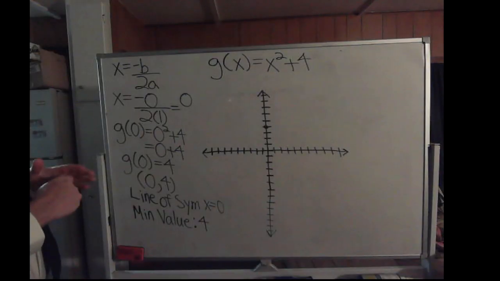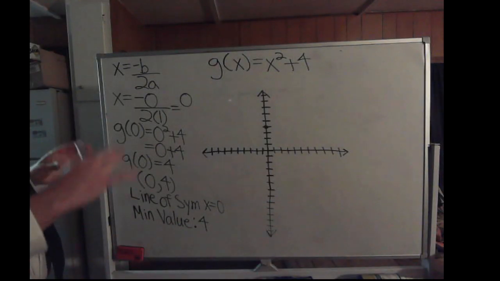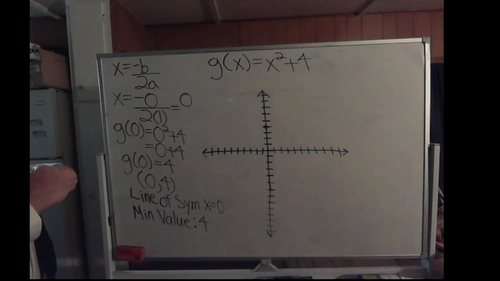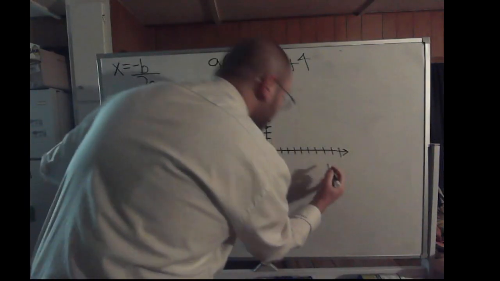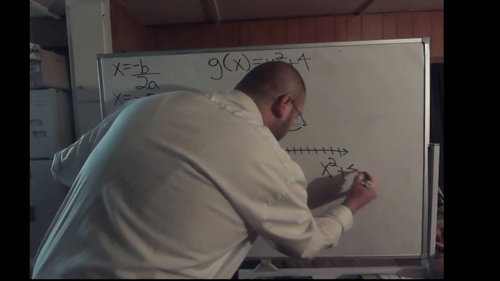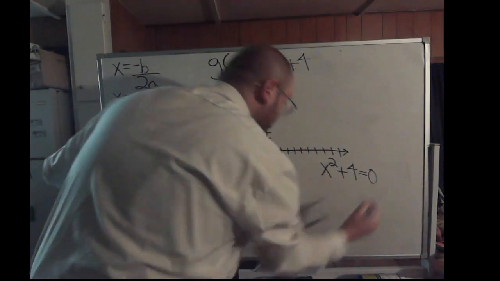Now, the next thing you want to do is find the x-intercepts. But we're about to see something very interesting here. So set your function equal to 0. Your x squared plus 4, set that equal to 0.